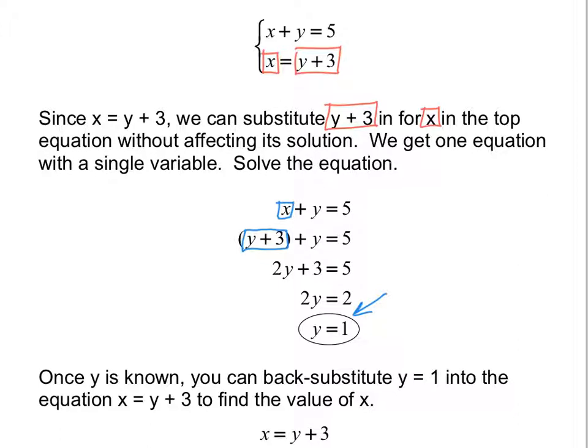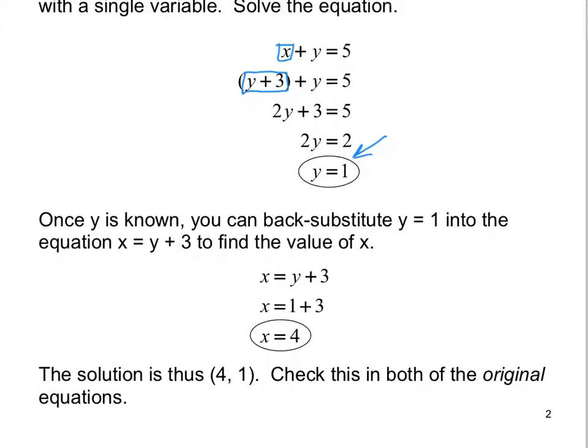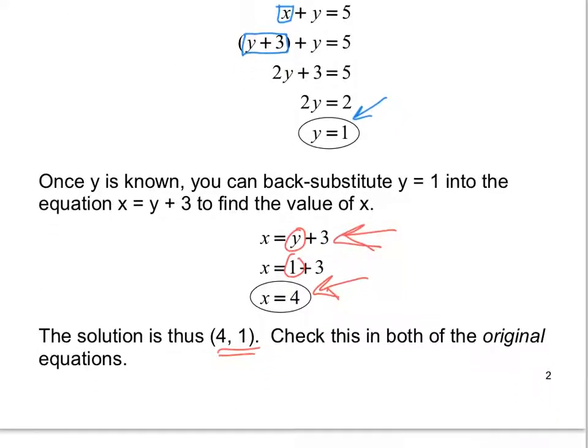Now I need to back substitute to find the value of x. So you can see here, if I take the value of y equals 1 and stick it right in here in one of the original equations, I can use either one, but I need to put it in one of the original equations, and then I find my other value. In this case, it's x equals 4. So my solution is 4, 1, and let's take a look at what the graph of that looks like.